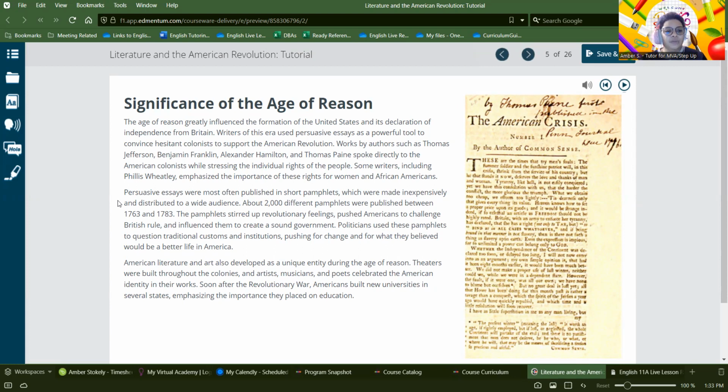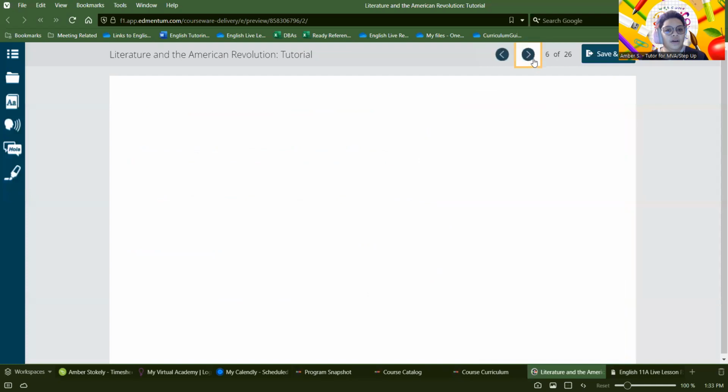And then they cover a little bit after the Revolutionary War here. The last point they make is that a lot of universities were built in states after the Revolutionary War. So this is after America defeated Britain and solidified its independence. They wanted to push education, especially because logical arguments and writing was a part of the Age of Reason leading up to that. Alrighty.